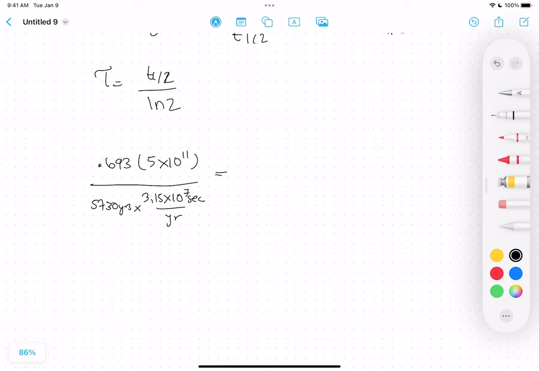Yeah, that'd be great. I just want to double check and make sure that work is right. 0.693 times 5 times 10 to the 11th, and then divided by 5,730 times 3.15 times 10 to the 7th. Yep, and that gives you 1.9 becquerels. I just wanted to confirm that that was the case.